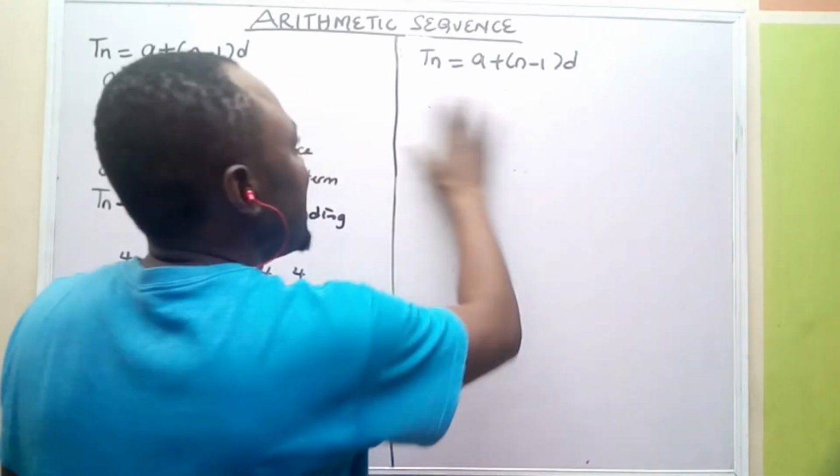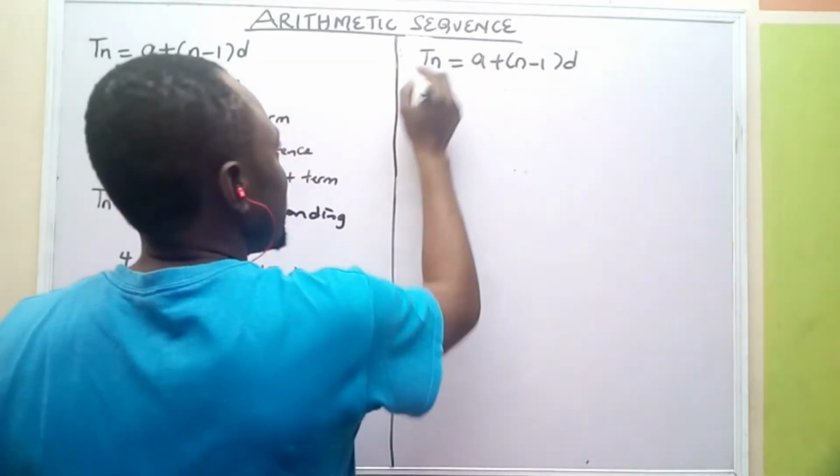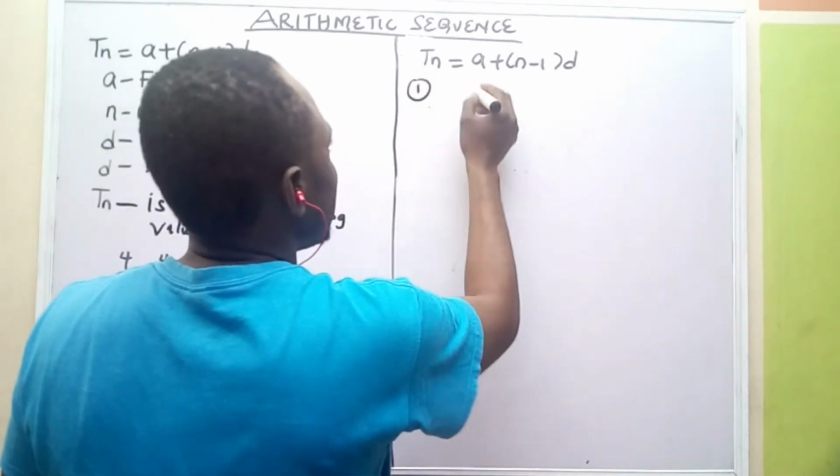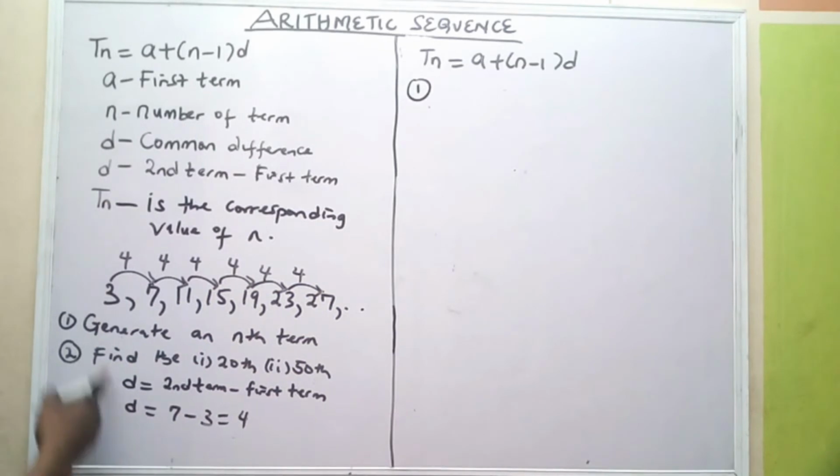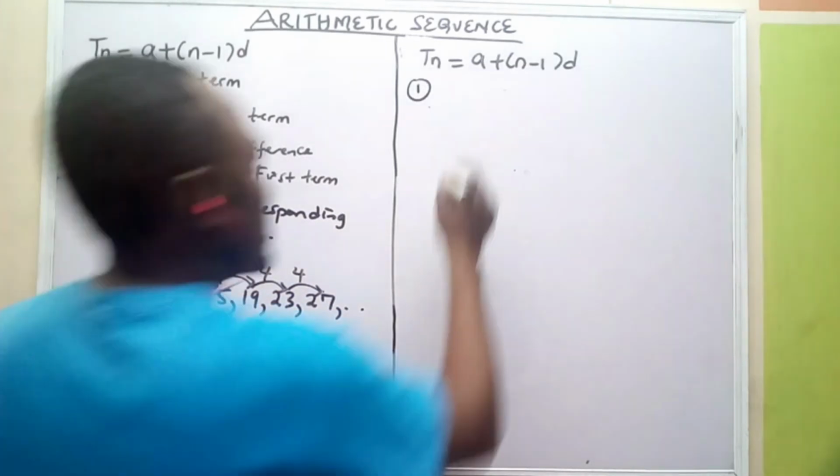Now, that means that the nth term means n is n, when n is n. So now, we've already defined all the parameters. The common difference is there. The first term a is 3. So we're going to use the formula.